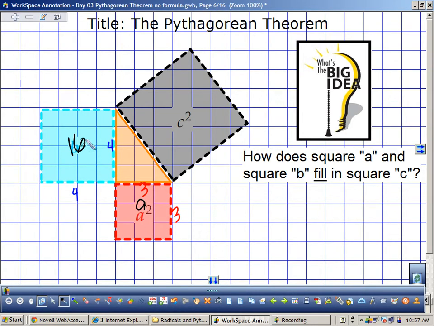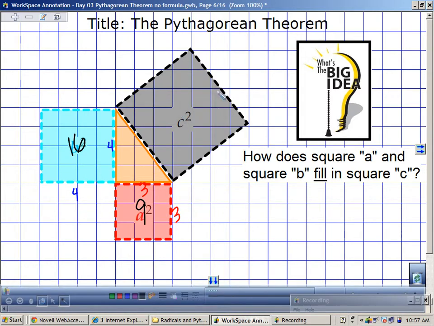Now, from the video, we learned that this square and this square will fit perfectly in this square. So how many squares do I have in here? 25, because 16 squares and 9 squares makes 25 squares, correct? Well, if there are 25 squares in here, how much is this side? It's 5. Correct? Because 5 by 5 is 25, or the square root of 25 is 5.